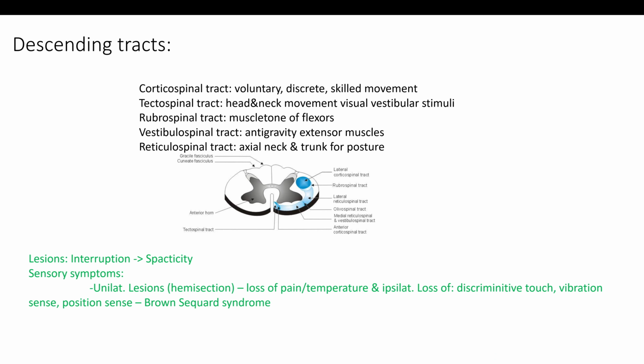Okay, descending pathways or tracts. The corticospinal tract carries information for voluntary, discrete, and skilled movement. The tectospinal tract mediates reflexive head and neck movements in response to visual and vestibular stimuli. The rubrospinal tract controls muscle tone in the distal flexor groups. The vestibulospinal tract controls extensor groups, with effect on anti-gravity extensor muscles. Then there's the reticulospinal tract for the axial muscles of neck, trunk, and posture.